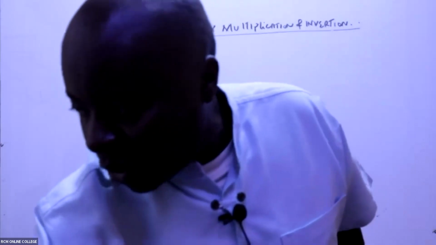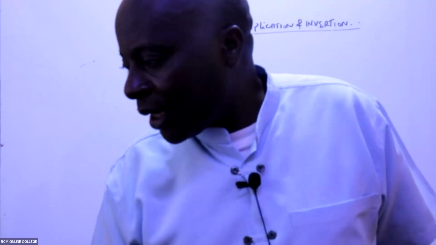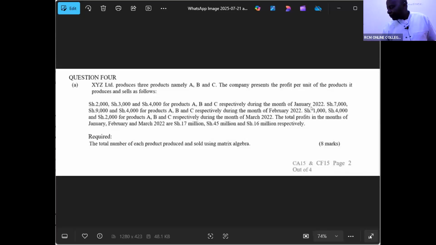This is the question that I would want us to do, and I'm sharing my screen. For those of you who have done KASNEB exams just the other day, you must be able to remember this question. I hope you're able to see it. So you're told XYZ Limited produces 3 products, namely A, B, and C.